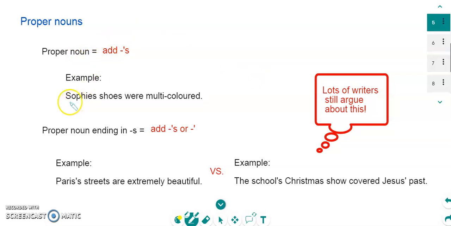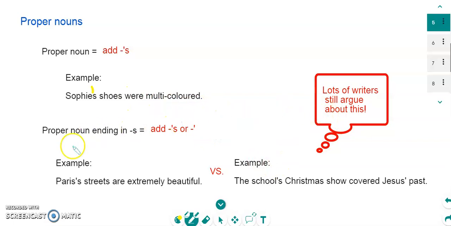So a proper noun: places or names with capital letters. For example, here we've got: Sophie's shoes are multicoloured. So we can ask who is doing the possessing. Where do you put the apostrophe? Well, the shoes belong to Sophie. Sophie's shoes. So we just add an apostrophe S, like we did before. We know how to do that, so we're comfortable with that.